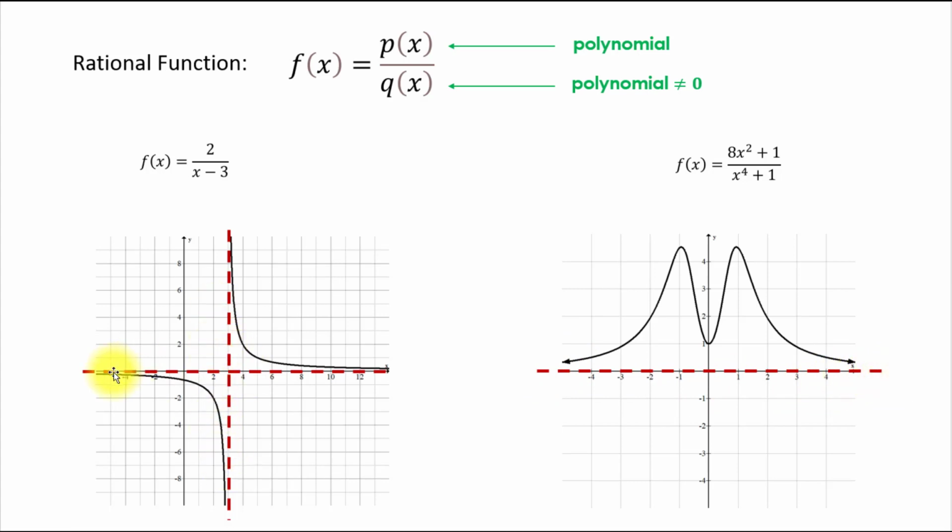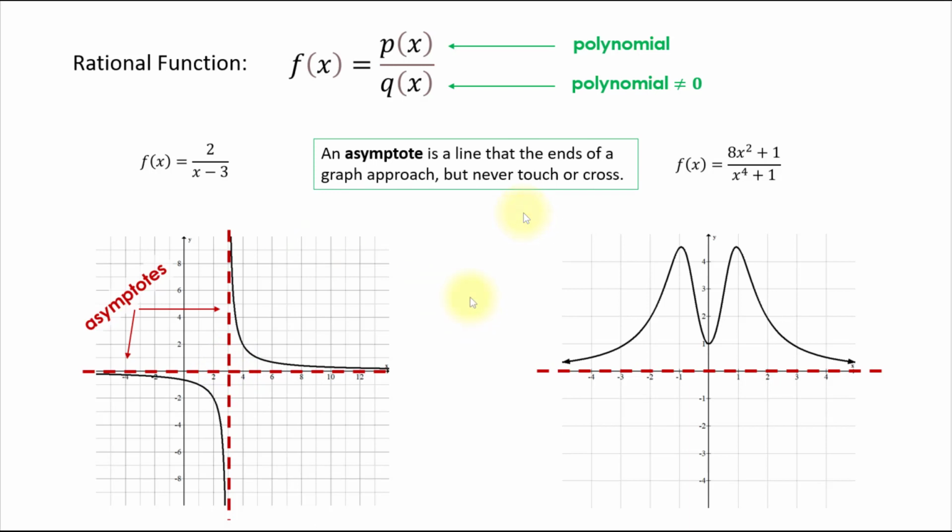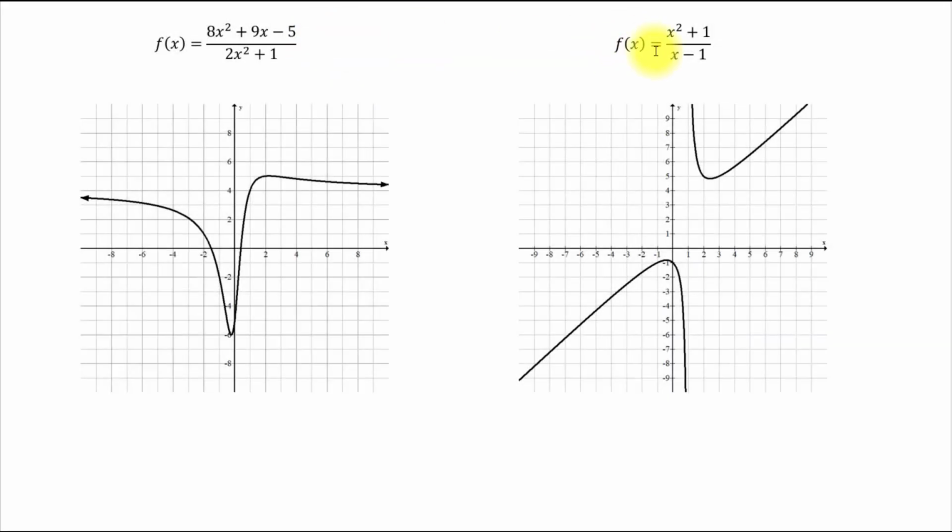These kinds of lines that the ends of the graph approach but never cross or touch are called the asymptotes of the graph. Here's the definition. Let's look at two more graphs of rational functions and visually try to guess where the asymptotes of those graphs might be. Okay, here we have two more rational functions and their graphs.